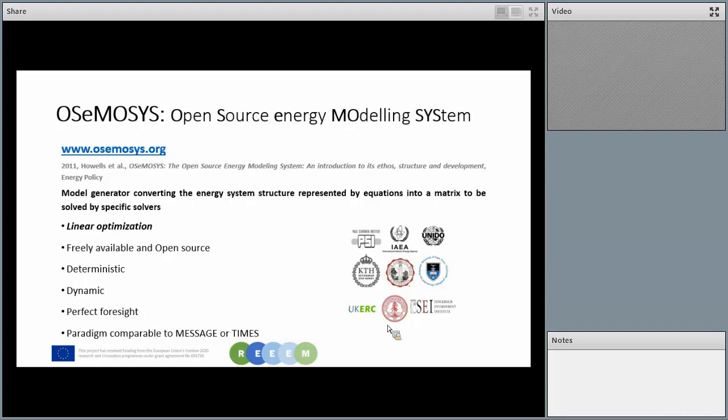And this system is then linearly optimized, which means to achieve the best outcome, so for example, the lowest cost or the lowest emission, but usually in OSMOSYS we're looking at the lowest cost. These mathematical relations are used to calculate this and to optimize the system in terms of achieving the optimal solution.